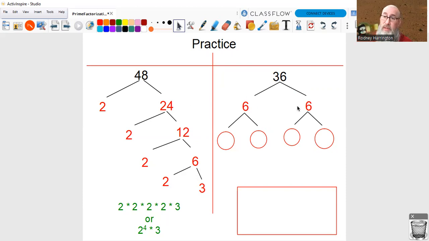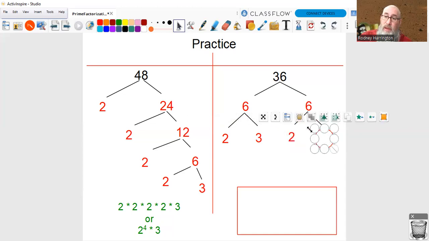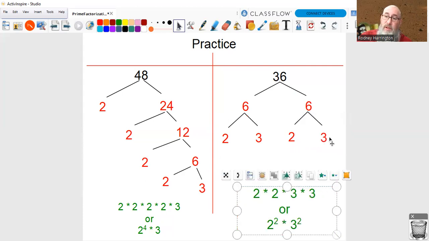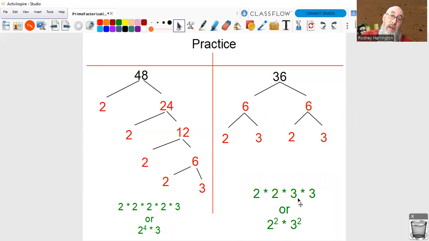They all come to the same answer. We're going to use 6 times 6 for this example. 6 times 6 breaks down into 2 times 3, and those are our prime numbers. And then we have 2 times 3 again. So our prime factorization of 36 is 2 times 2 times 3 times 3. We can also write that as 2 to the second power times 3 to the second power, or 2 squared times 3 squared.